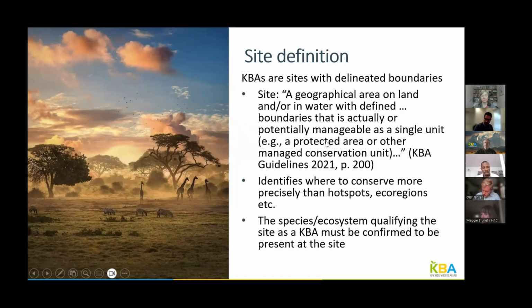A geographical area of land that's potentially manageable as a single unit. So who might manage it? Is it a local community? Is it a private landowner? Is it a government authority? Is it a protected area already and recognized as such? So different ways KBAs can be managed.